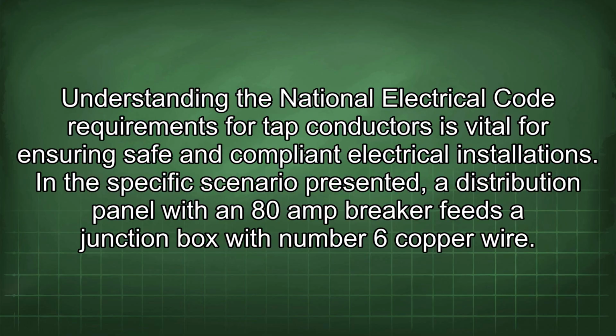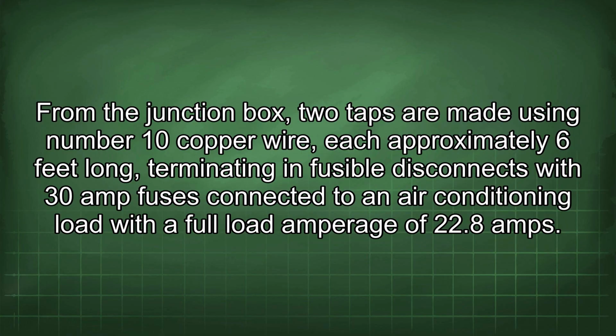In a specific scenario presented, a distribution panel with an 80-amp breaker feeds a junction box with number 6 copper wire. From the junction box, 2 taps are made using number 10 copper wire, each approximately 6 feet long, terminating in fusible disconnects with 30-amp fuses connected to an air conditioning load with a full load amperage of 22.8 amps.